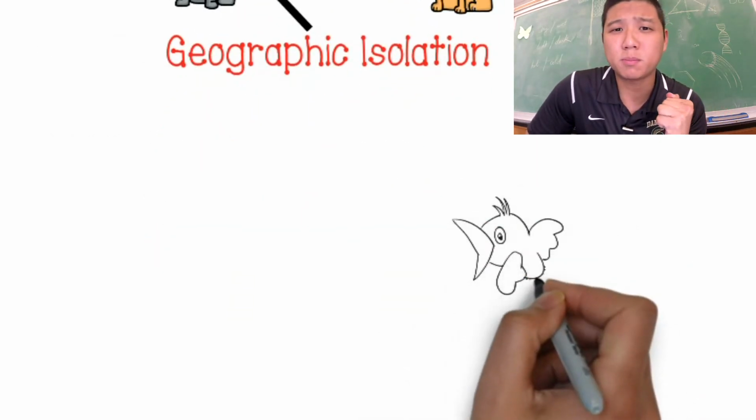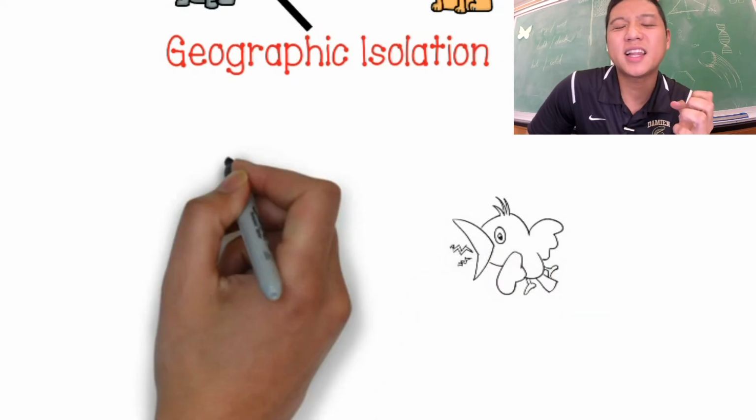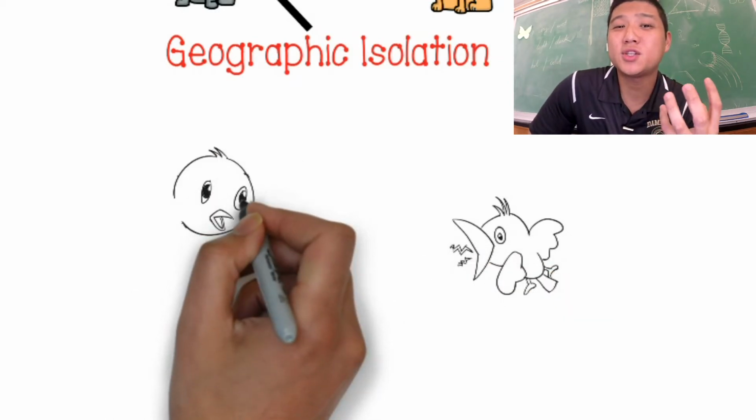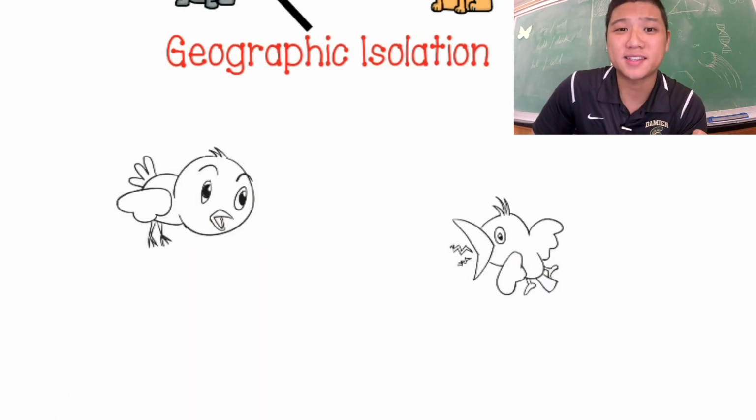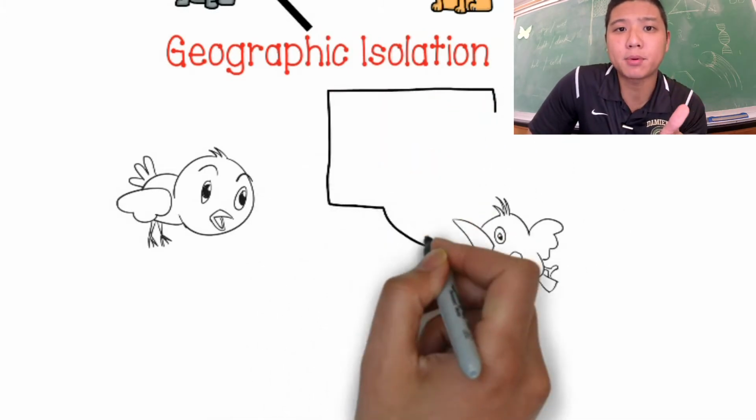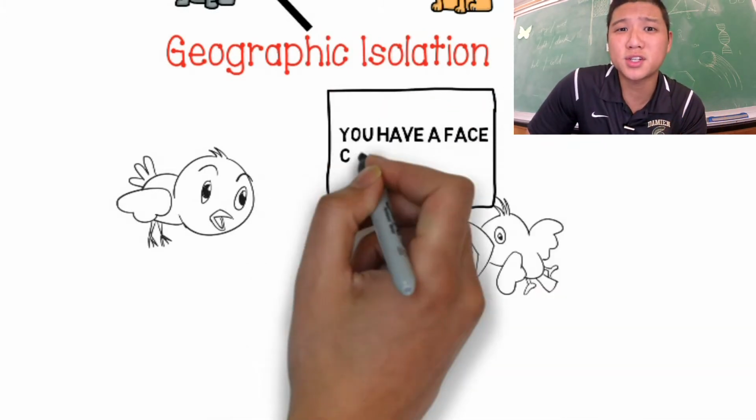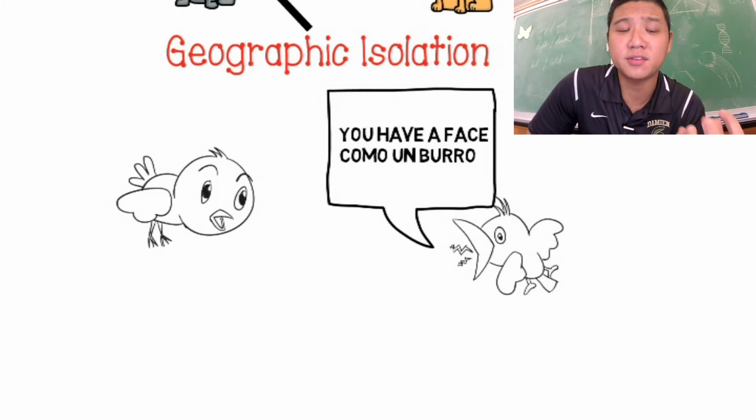Here we have birds, and what birds like to do is they like to sing to each other. They like to sing to each other to attract mates. So let's say these two birds were separated, and through natural selection, they developed very different songs. Let's say these birds were then reintroduced back together. Well, the songs that they're singing might not be recognizable to each other. It's kind of like they're speaking totally different languages.